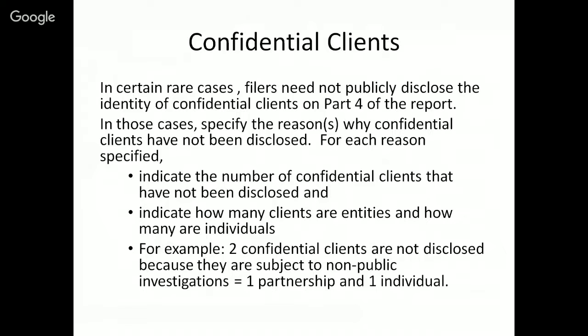The filers need to indicate the number of confidential clients that have not been disclosed. They need to indicate how many of those clients are entities, corporations, partnerships, LLCs, and how many are individuals. And they need to indicate the basis on which they are withholding the name of the client. So whether it's because they're subject to a grand jury investigation, or whether it's confidential due to a confidentiality agreement, that needs to be indicated on the form.